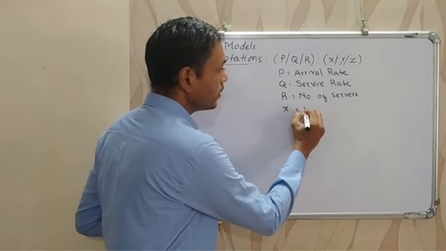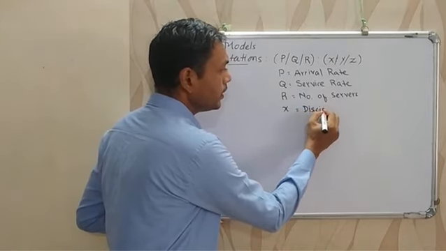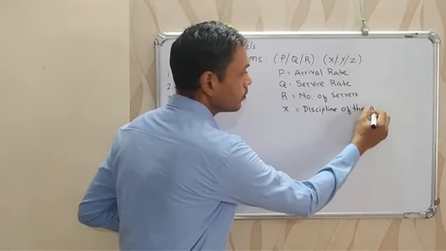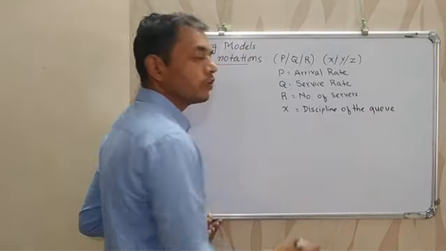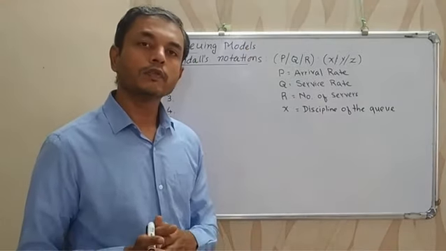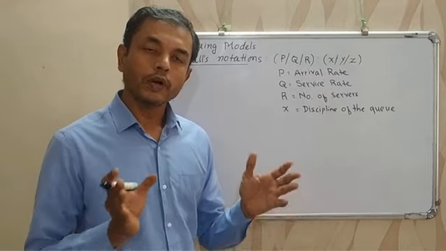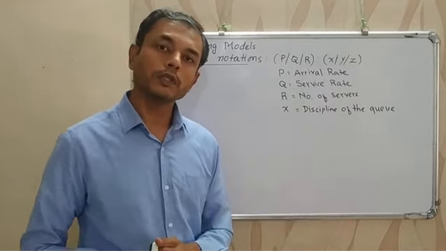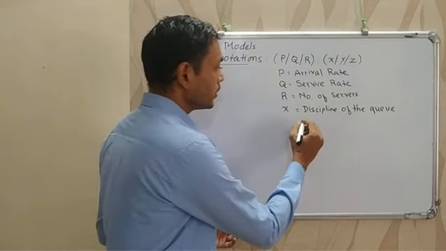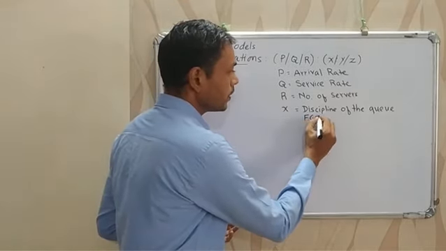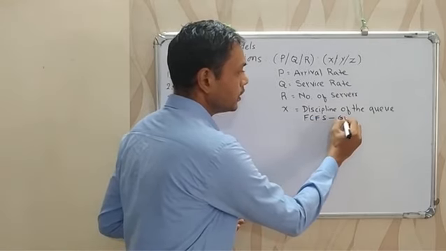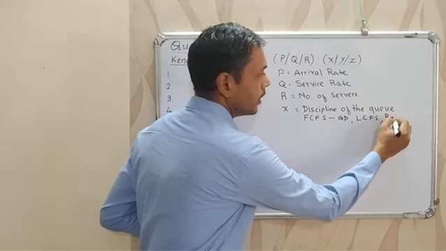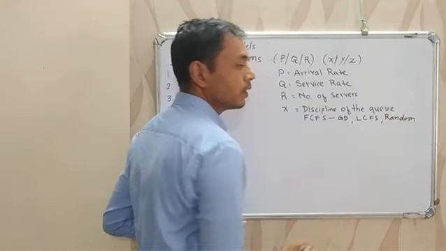X represents the discipline of the queue. Earlier we discussed that there are various disciplines of the queue. It means how the customer is served, in which sequence customers are served. For example, first come, first serve, which is also known as general discipline. Then last come, first serve, then random discipline, and so on.